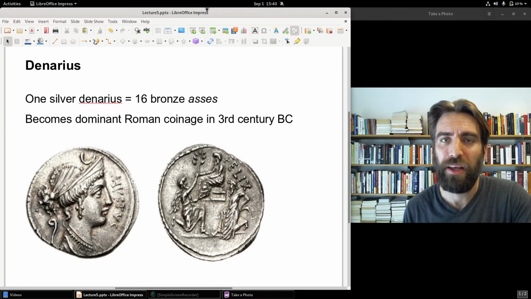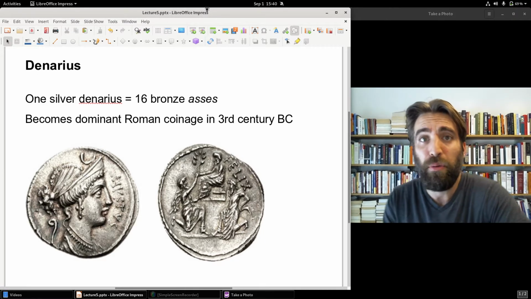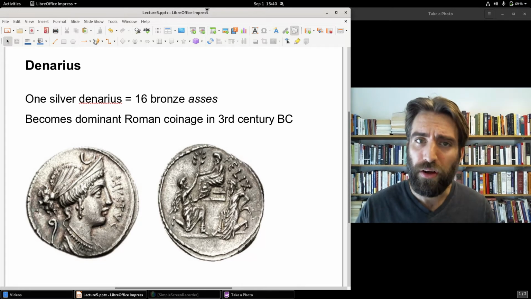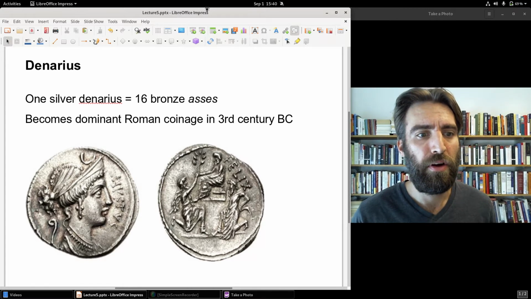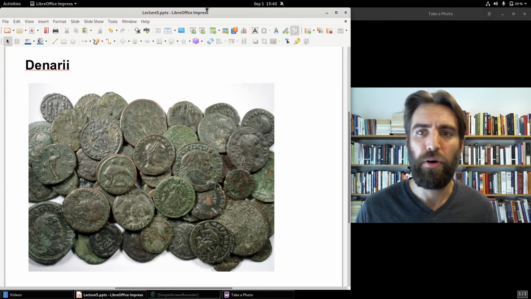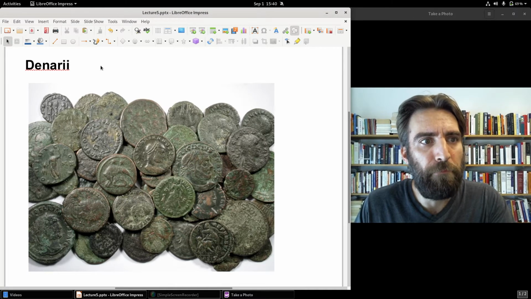The denarius first became dominant in the early part of the 3rd century BC. And it was used for about 450 years. A long time, the denarius ruled Roman exchange, any exchange of the Mediterranean world. The plural form of denarius is denarii.